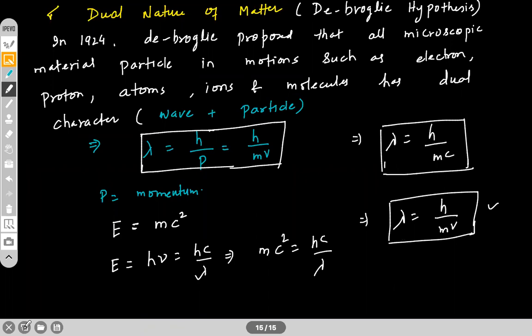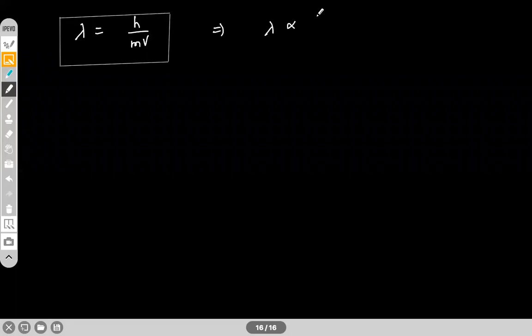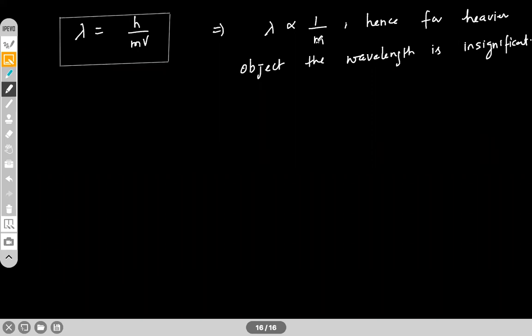So the wavelength lambda of any object of mass m moving with a velocity v, we can write as lambda is equal to h by mv. Okay. So from this you can easily see that the wavelength is inversely proportional to the mass m, and hence for a heavier object, the wavelength is insignificant, and we ignore this.